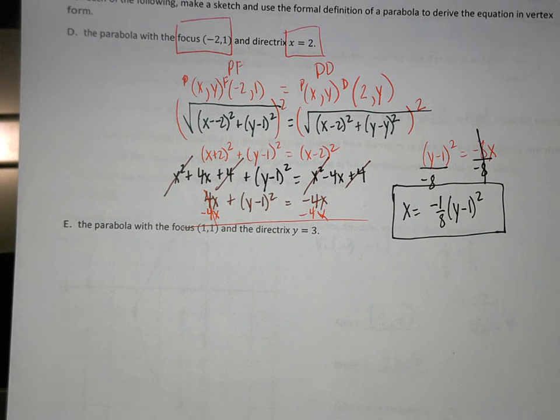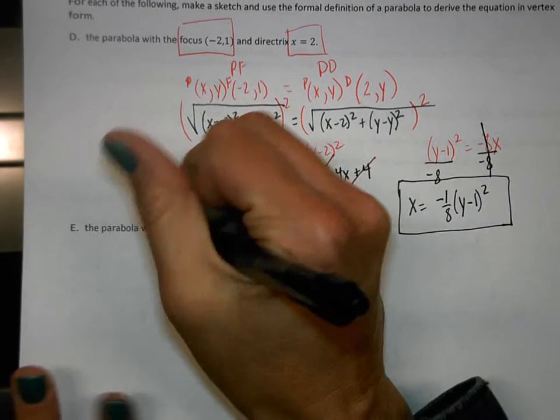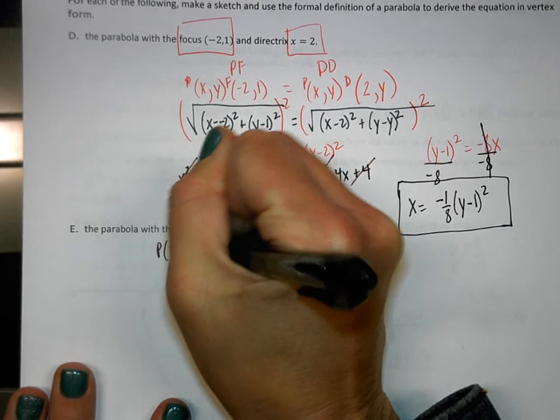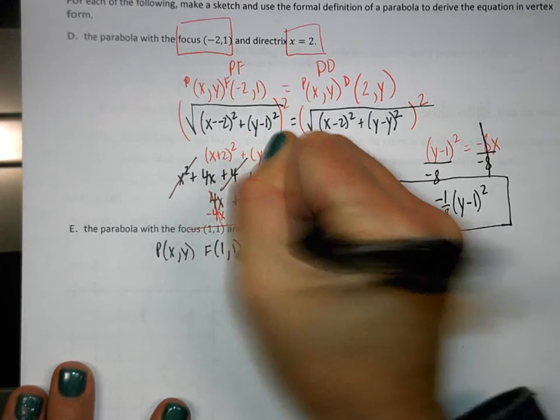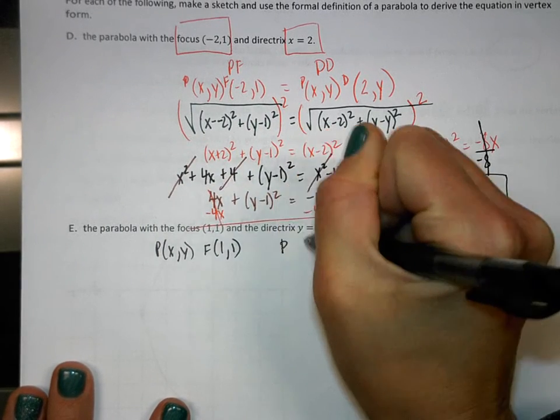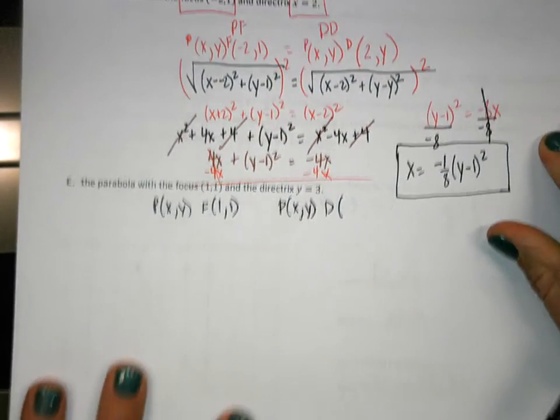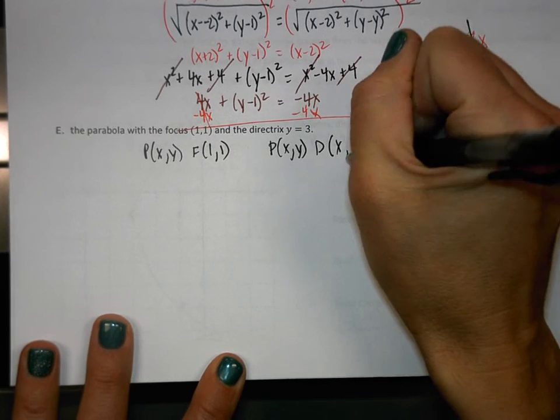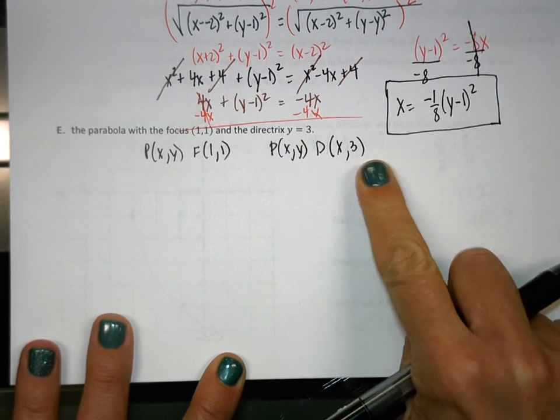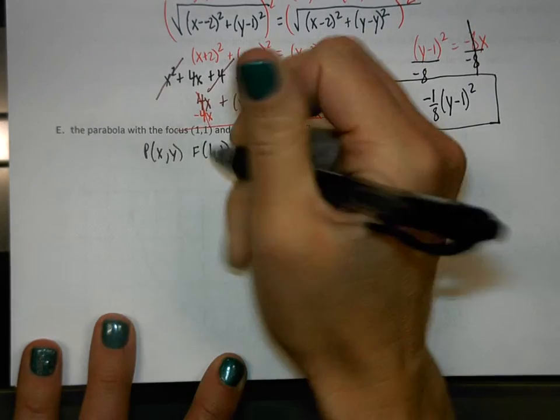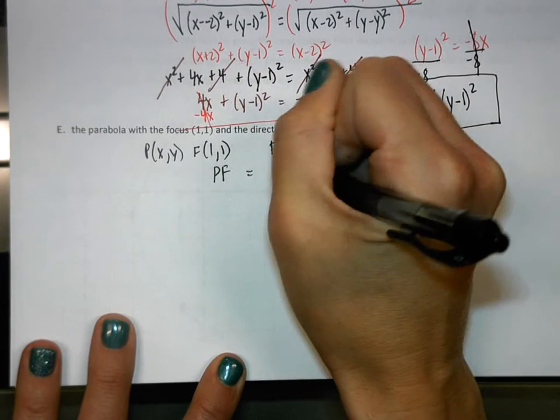Okay. Why don't you stop where you're at? And I'm going to start going through it and you can see if you're doing it right or wrong. Okay, so again, my point is going to be (x, y), and my focus is (1, 1). And then we have our point, which will be (x, y). And my directrix will be what? y equals 3, because that goes in the y spot. Okay? And so the distance PF equals the distance PD.